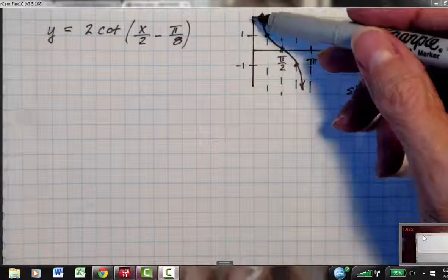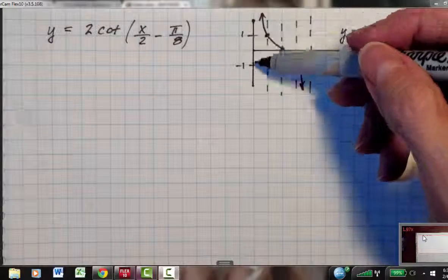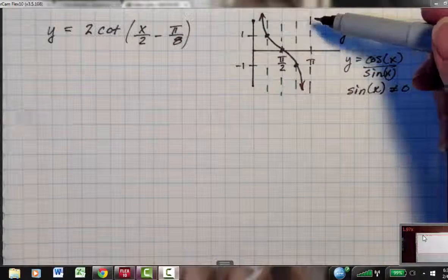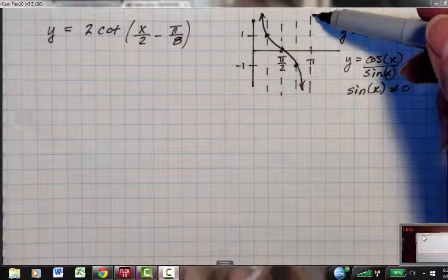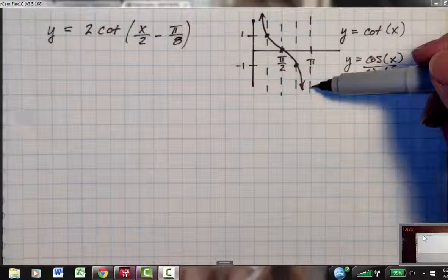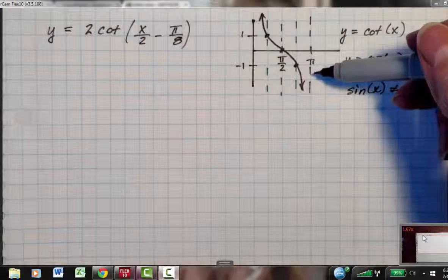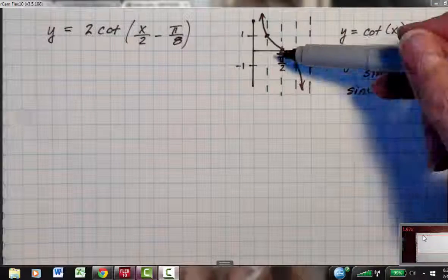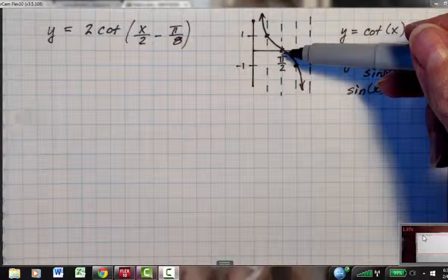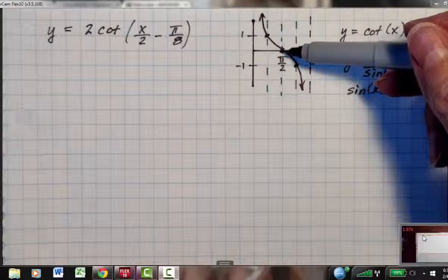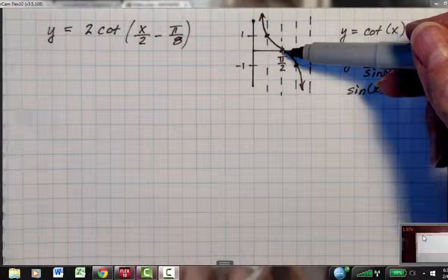So we have an asymptote at x equal to 0 because sine of 0 is 0. And we have an asymptote at x equal to pi because sine of pi is also equal to 0. And therefore, my function is undefined and I have these asymptotes. Halfway between the asymptotes, I'm going to be crossing my 0 line, which is right here. And remember, if we have a vertical shift, it would be where it crosses the vertical shift.